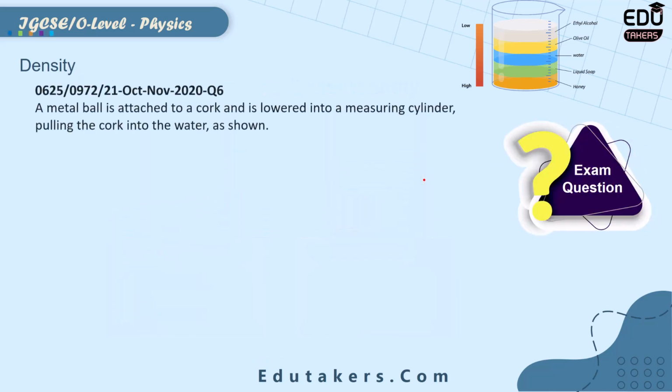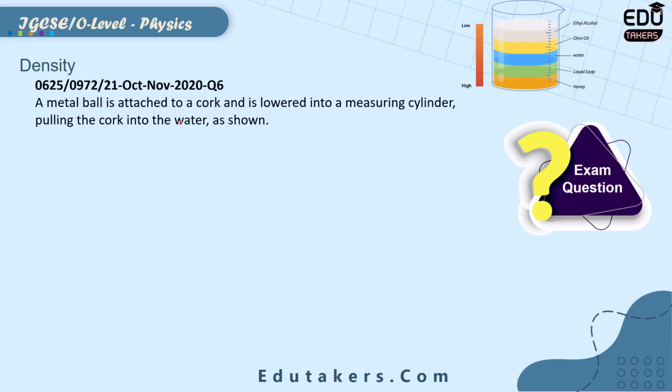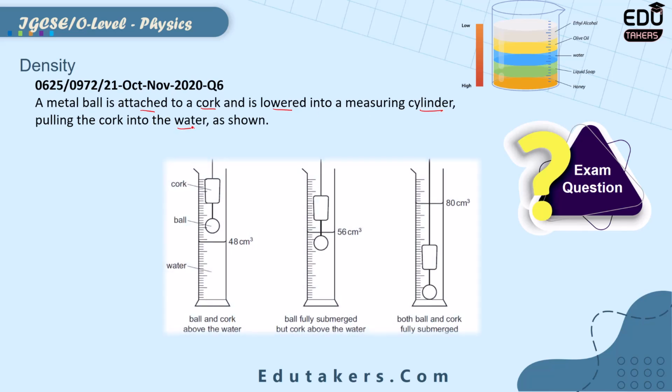Here is the exam question that appeared in October-November 2020. A metal ball is attached to the cork and it is lowered into the measuring cylinder, pulling the cork into the water as shown. So you can see here a diagram. In the first diagram, there is a ball and cork above the water. Both of these are above the water. These are not dipped into the water.